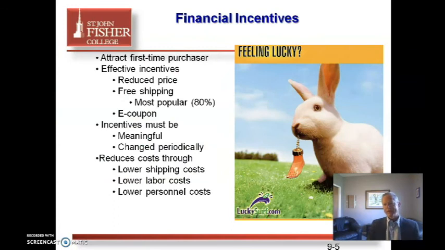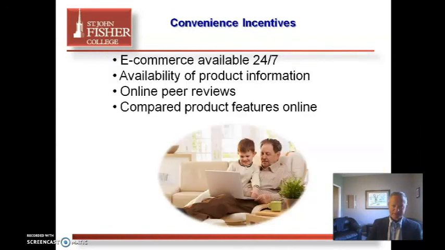The first one would be financial incentives. Financial incentives are trying to attract first-time purchasers as well as repeat purchasers. Free shipping is the most popular financial incentive. Oftentimes you'll see 20% off, or buy one, get one, or buy one, get one at half price. That's the big one that Kohl's always uses. But the most popular, because people do not like to pay for shipping, is free shipping.